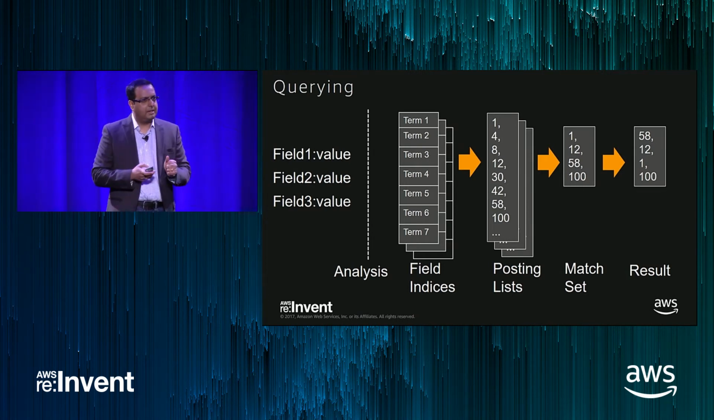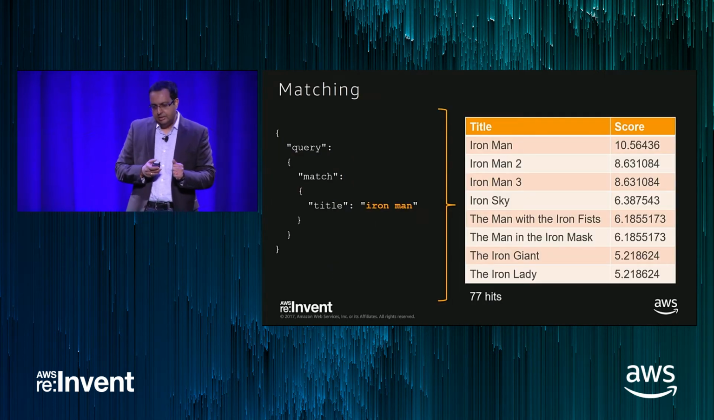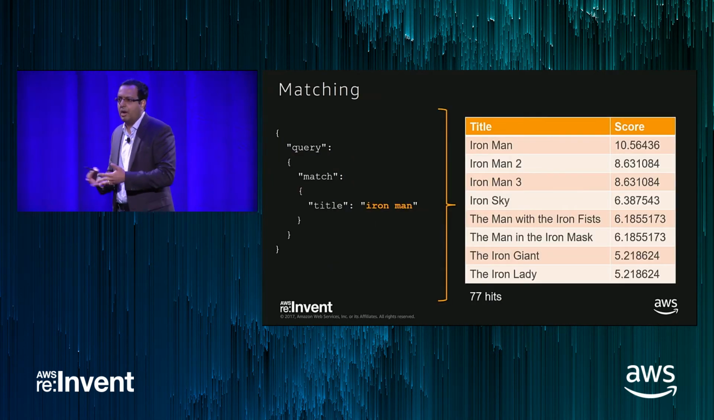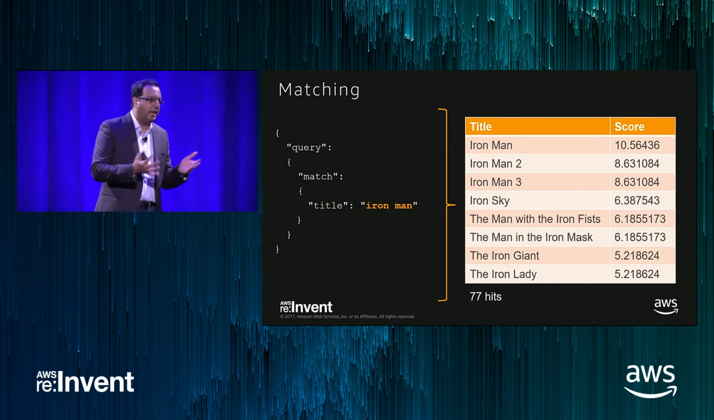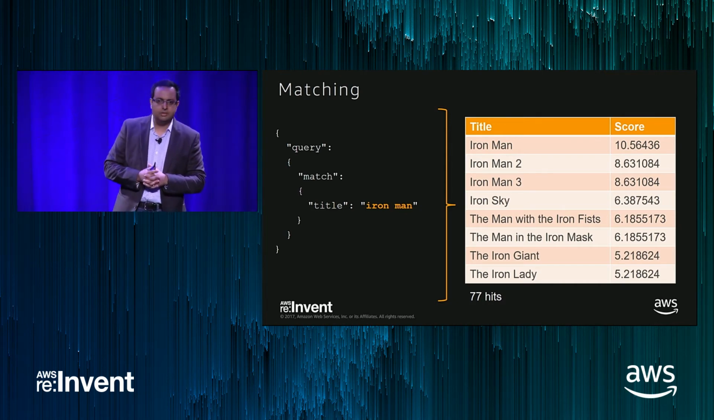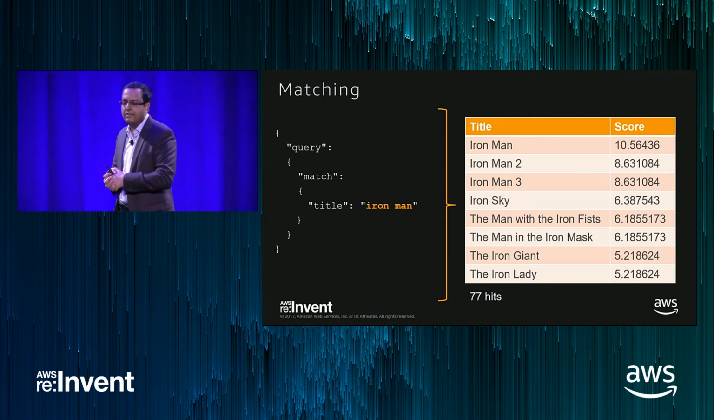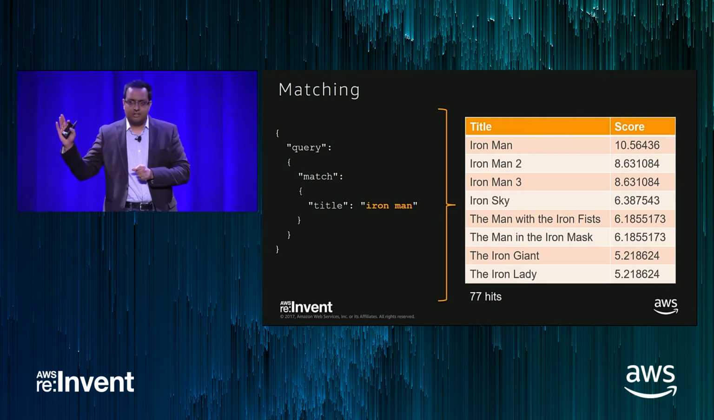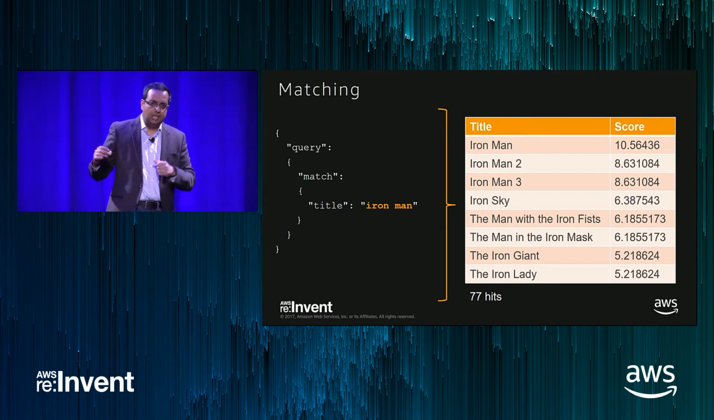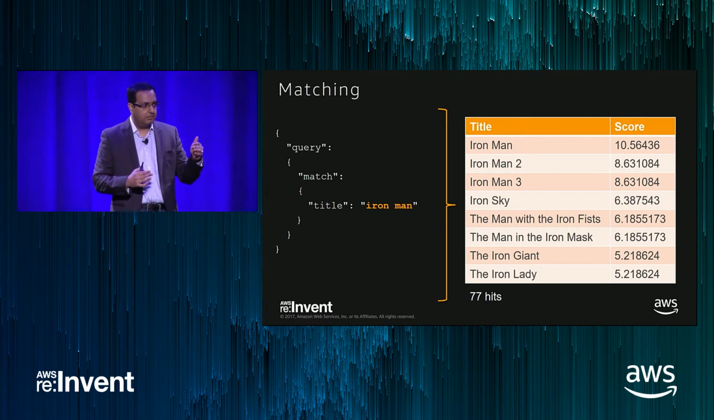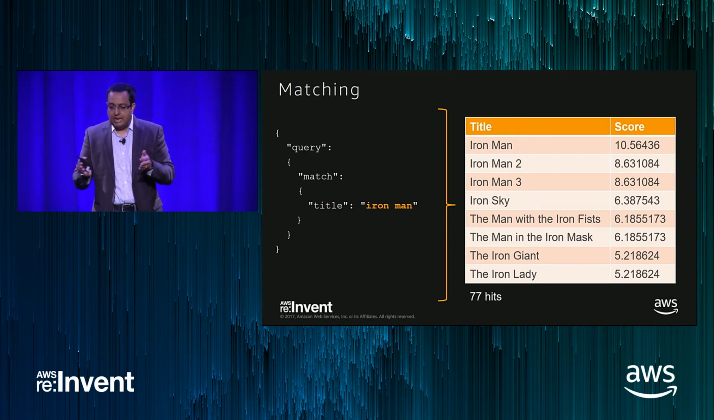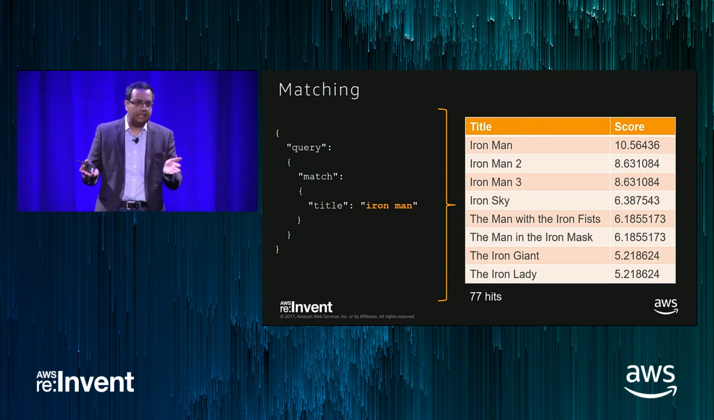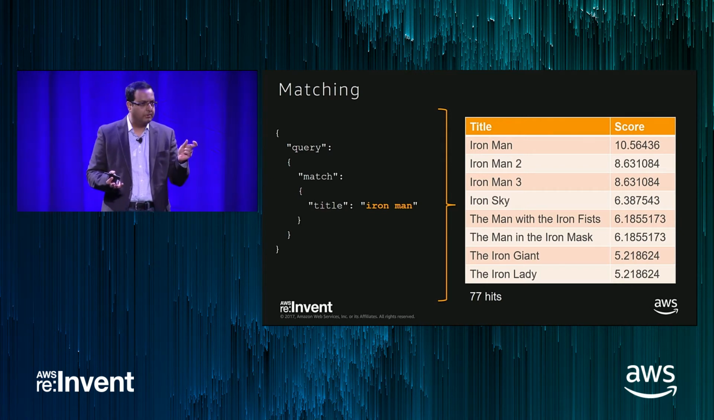Let's look at it with some examples. Let's say you want to search for Iron Man. Well, simple. You just say query title Iron Man. I tried this on the IMDb dataset, and I got 77 hits. You can look at the score column, which is the scoring that Elasticsearch does. The first 3 results are scored higher because they're the exact match, the 3 Iron Man movies. I also have results like the Iron Lady because it matched at least one of the terms.